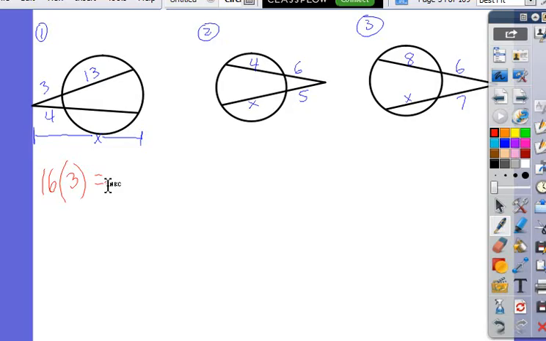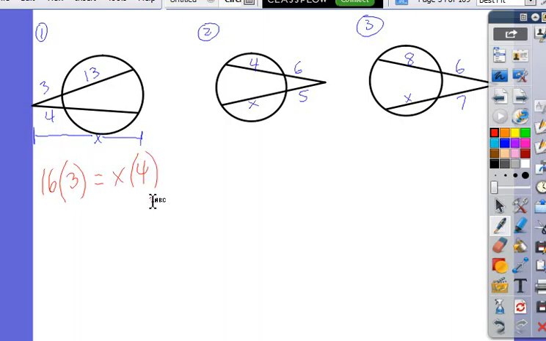Now here's the bottom part, which kind of messes people up sometimes. What is the whole thing on the bottom piece? It's just x. When it tells you this right here and has that line drawn, it's telling you that's how far that part goes. That's the whole thing. So x is the whole thing times the outside piece, which is 4.